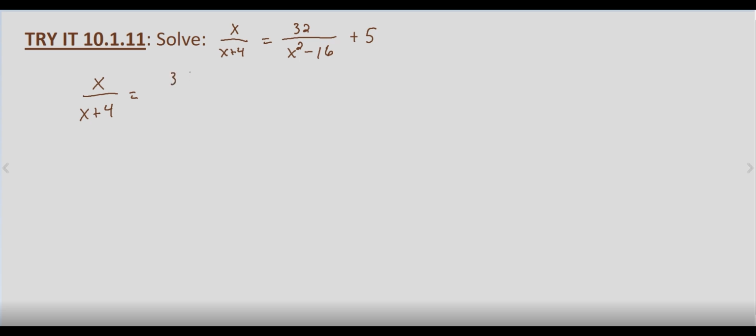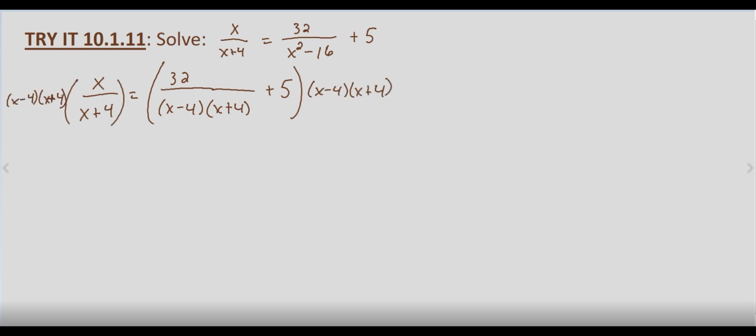over x squared minus 16, which is a difference of squares. So a squared minus b squared is a minus b times a plus b. So we're going to have x minus 4 times x plus 4. That's still plus 5. So now we can see that our least common denominator is x minus 4 times x plus 4. So we'll multiply both sides by our least common denominator.